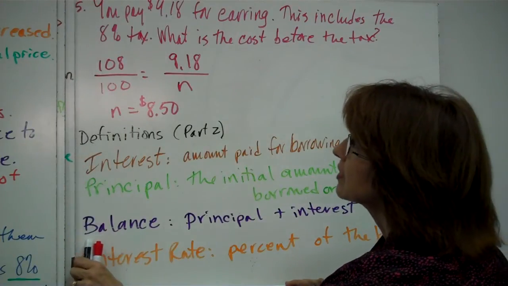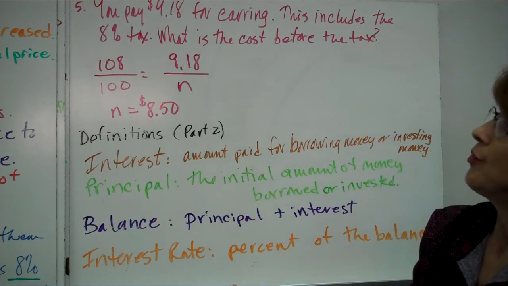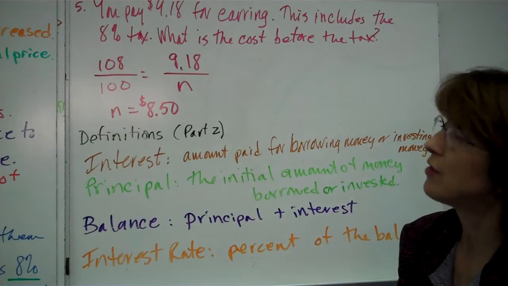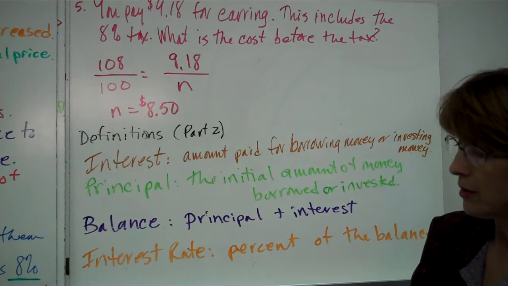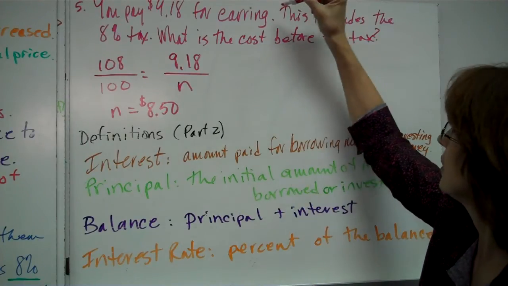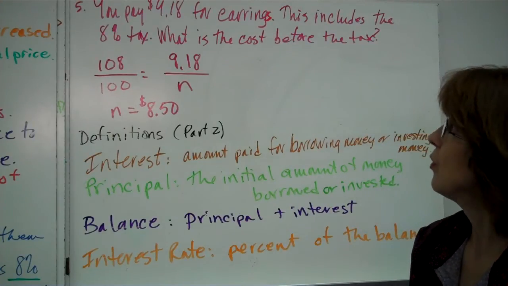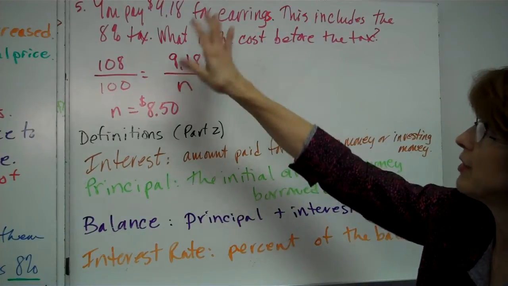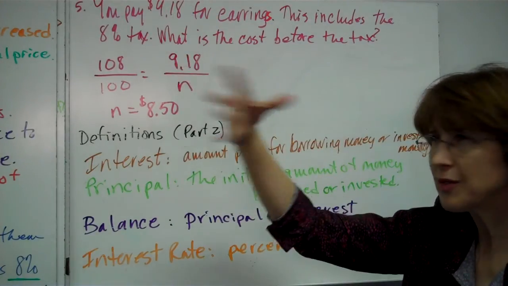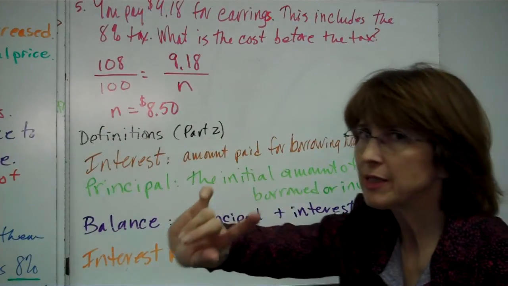All right, last one of this particular set, number 5. You pay $9.18 for earrings. Earrings, hopefully you buy 2 of them, not just one. This includes 8% sales tax. What is the cost before the tax? So this amount is your final bill. We want to know, well, how much did I really pay for them? This is a little bit different.